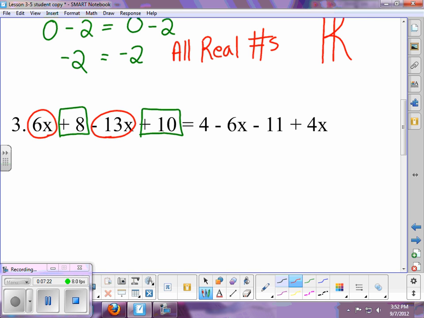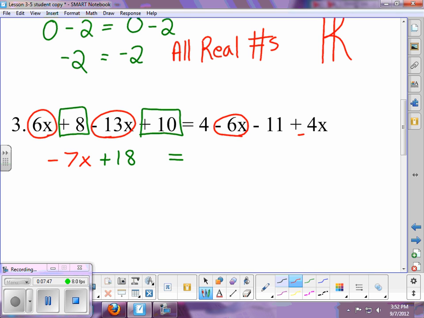6x minus 13x is negative 7x. Positive 8 plus 10 is positive 18. So I simplified the left side. Let's do the same work on the right side. Let's look for like terms.